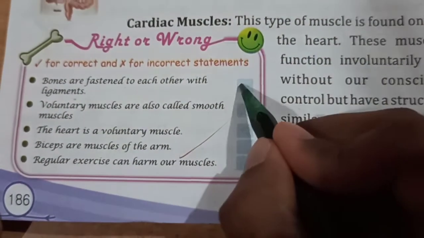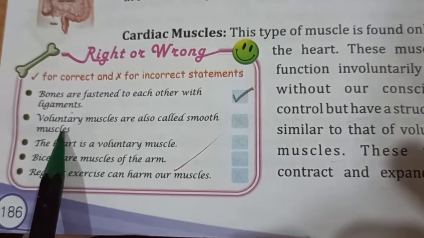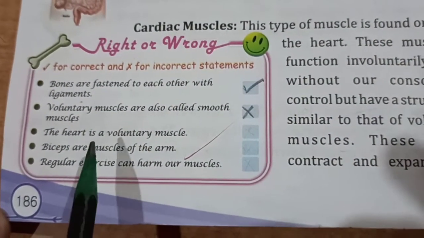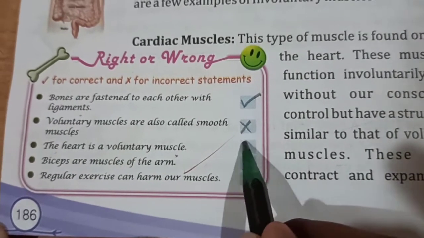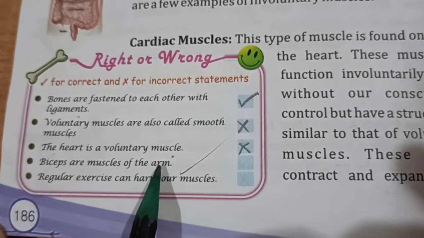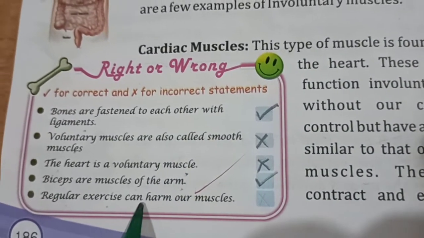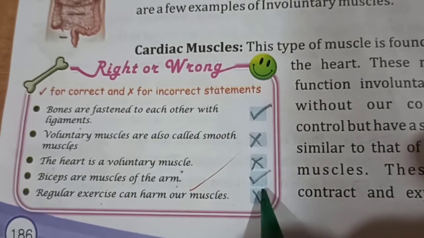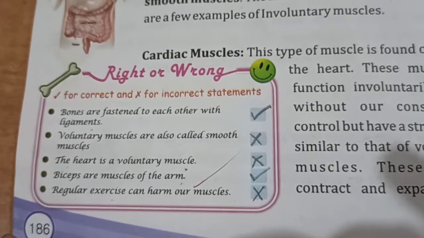Now turn the page to 186 and under this column: bones are fastened to each other with ligaments. Correct. Put a tick. Voluntary muscles are also called smooth muscles. No, it's false. Put a cross. They are called skeletal muscles. The heart is a voluntary muscle. No, again cross. Biceps are muscles of the arm. Correct. Regular exercise can harm our muscles. Is it so? No. Regular exercise gives good care of our muscles.